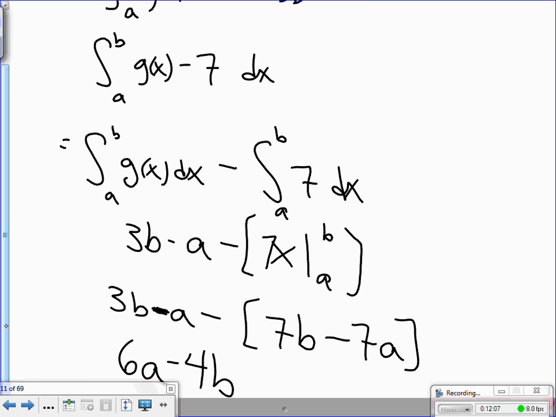And we plug in the upper and the lower and we subtract. So this term, they've already evaluated the definite integral. It's 3b minus a. But the 7, we had to actually get the antiderivative, plug in the upper, the lower, subtract, and we have 7b minus 7a. And when we subtract it, we get 6a minus 4b. Cool?